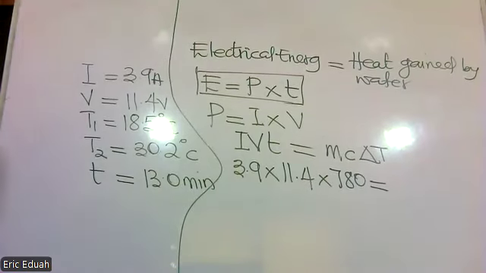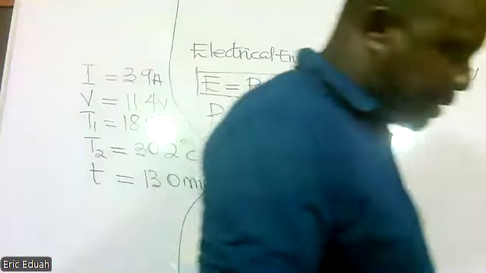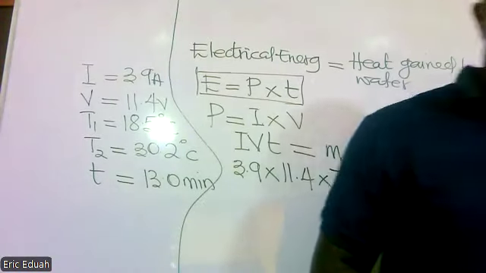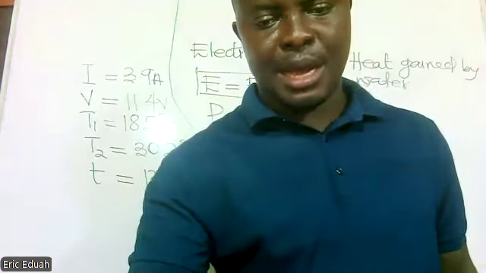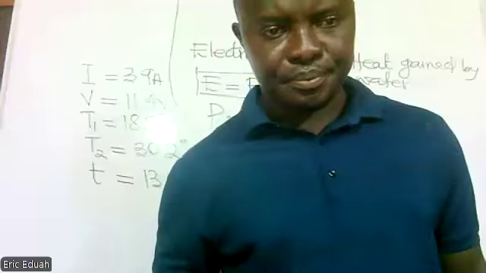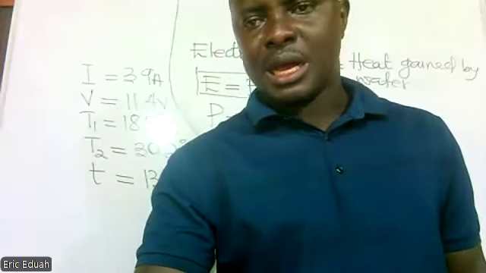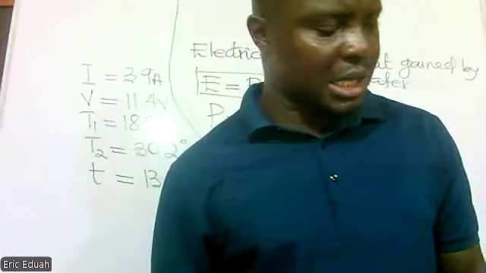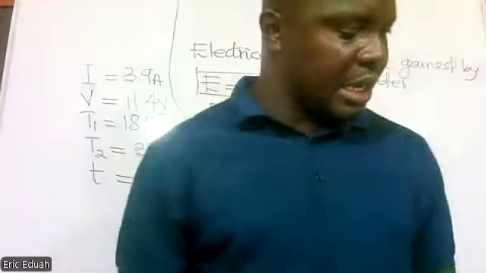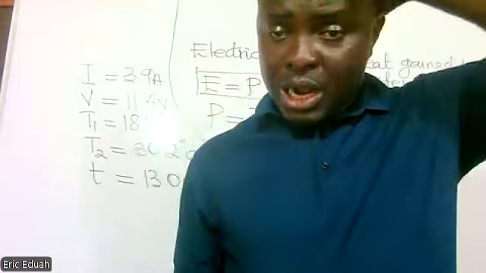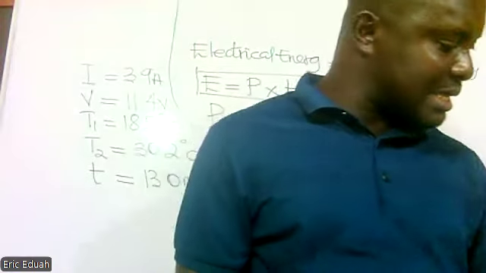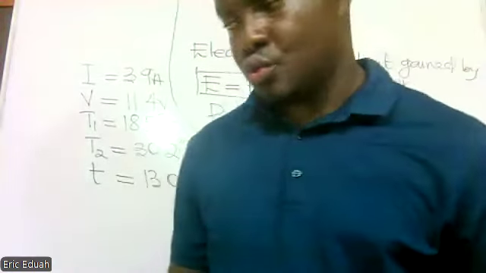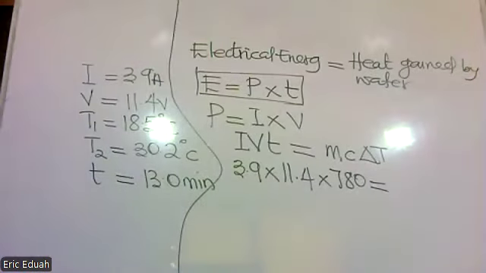Now, the mass of the empty beaker is 150. Mass of beaker plus water is 672. How do we determine the mass of the water? Calvin, how do we determine the mass of water? We are given the mass of the empty beaker as 150 grams, and the mass of beaker plus water is 672. Calvin, how do we determine the mass of the water?